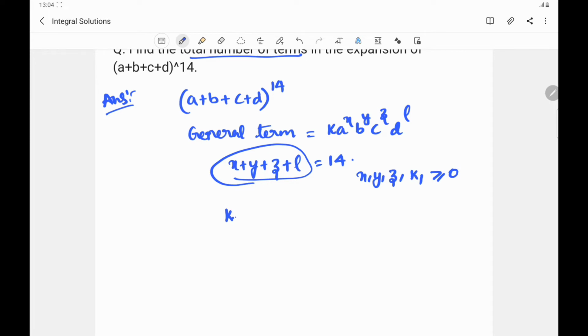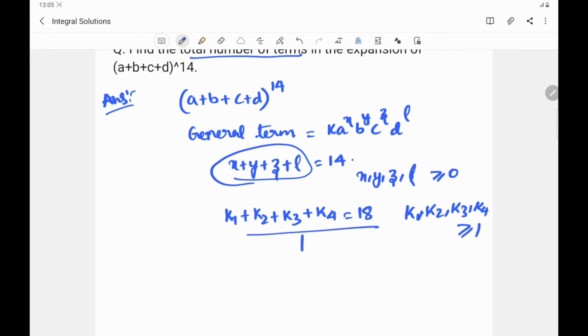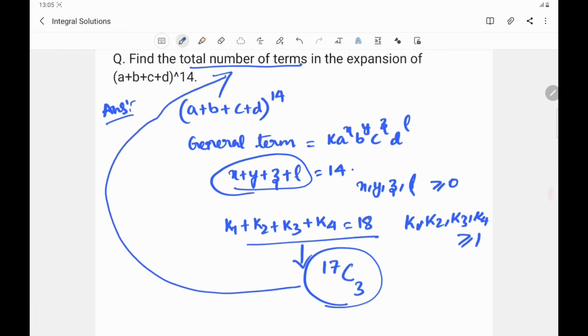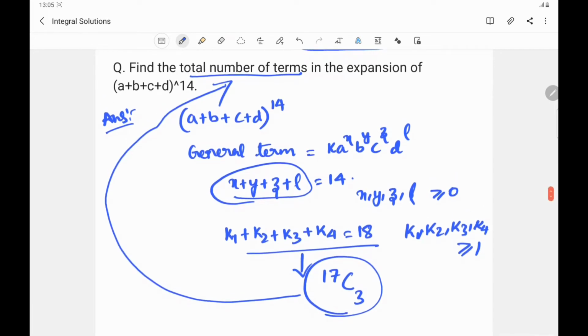So we have to solve this equation. k1 plus k2 plus k3 plus k4 is going to be 18, provided k1, k2, k3, k4 are greater than or equal to 1. So 18 means 17 gaps are there. Out of 17 gaps, I'll select any 3. This will give me the number of terms in this expansion a plus b plus c raised to the power 14.